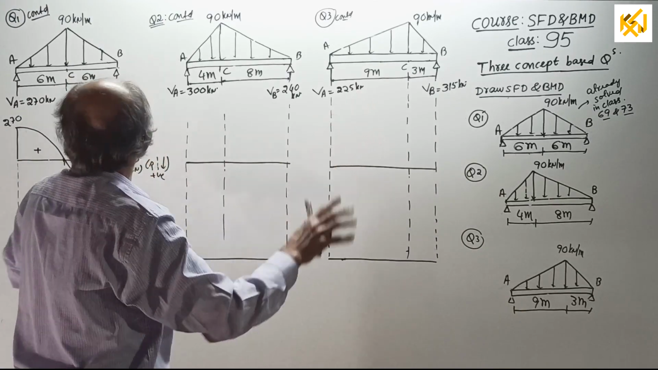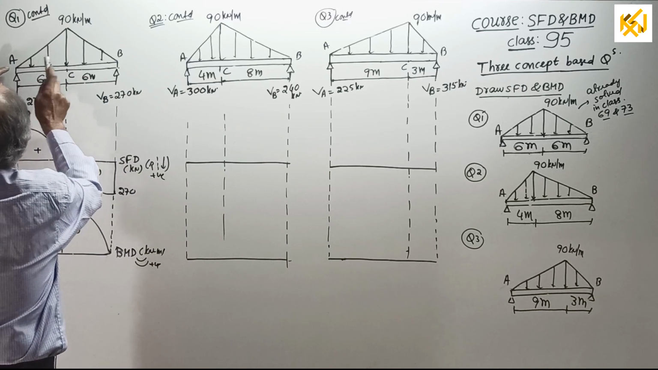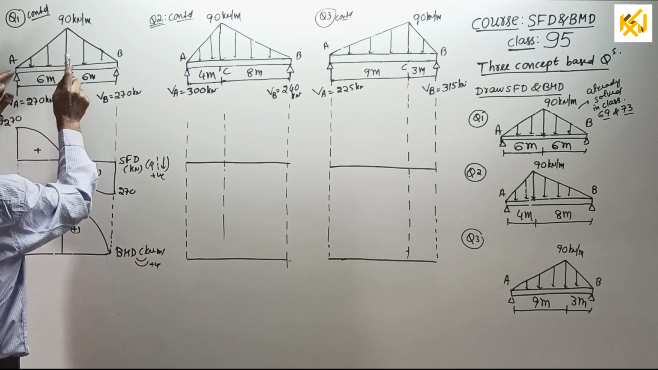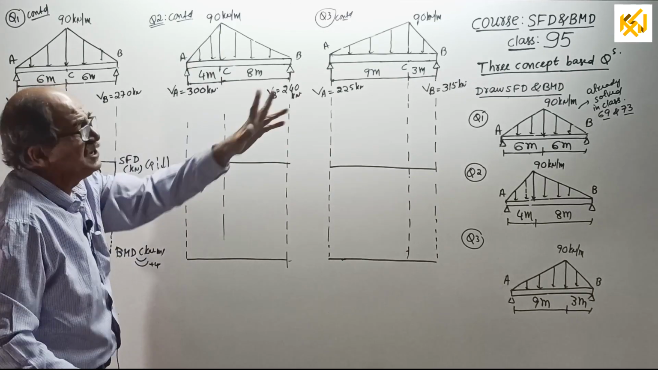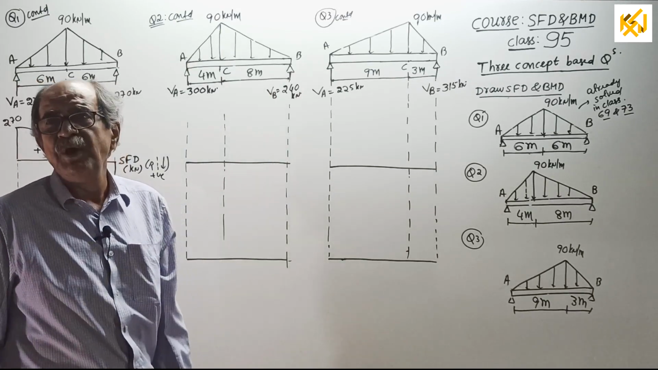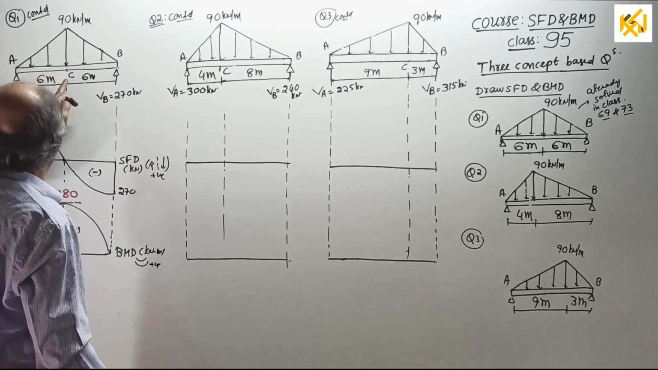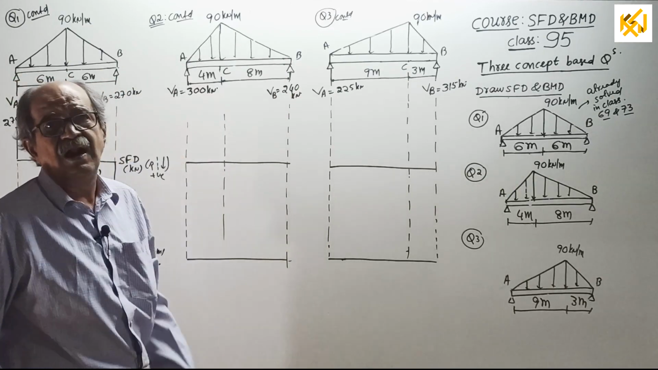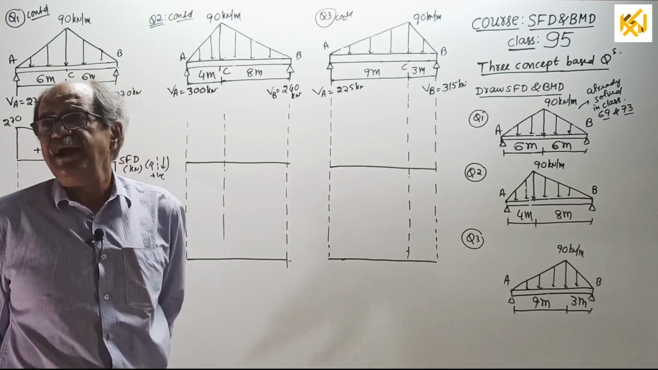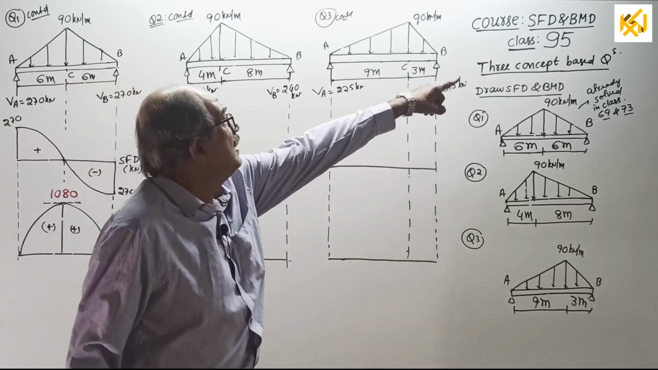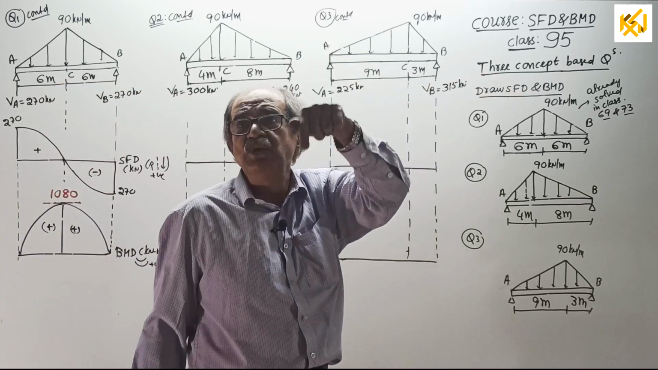For all three questions, the SF variation from A to C is a parabola and from C to B is a different parabola, of second degree. Why? Because of the UVL. The BM variation from A to C and C to B, for all three questions, is a parabola of third degree. You have to write these as usual. Where to write and how to write, was covered in class number 95. You know where I used to write.